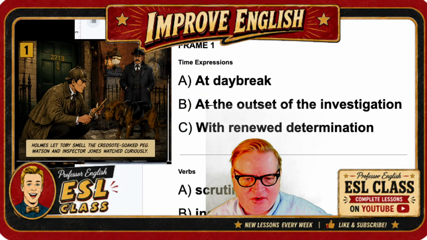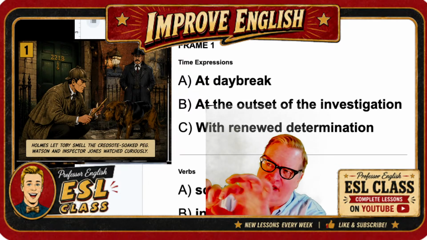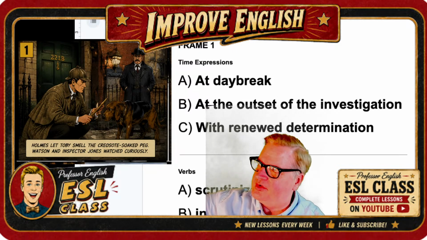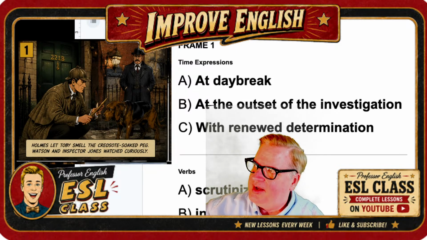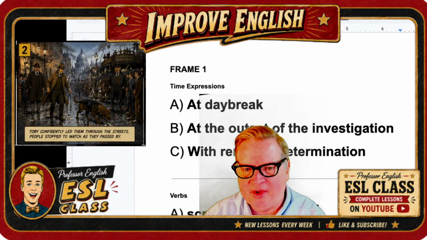The caption says, Holmes let Toby, the dog, smell the creosote-soaked peg. So a peg is like a round piece of wood, or like a round stick. Watson and Inspector Jones watched curiously. So creosote is the material to preserve the wood, but I guess it's sticky, and the murderer stepped in it. So the dog is smelling that odor. Okay, how about in picture number two?